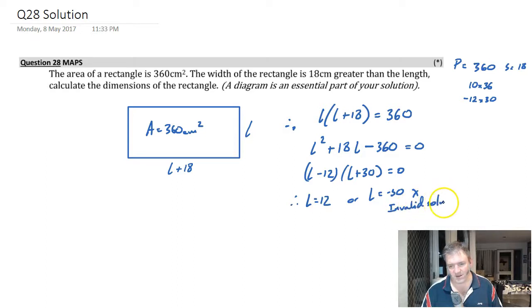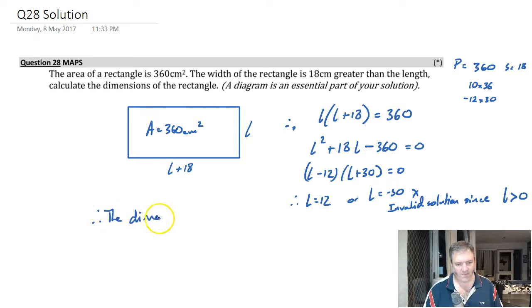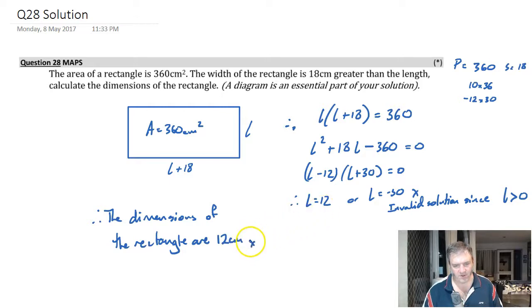Why is it invalid? Since L must be greater than 0. Fair enough. So what are the dimensions of the rectangle? The dimensions of the rectangle are 12 centimetres. That was my unit, so L was 12. 12 centimetres by 12 plus 18, which is 30 centimetres.